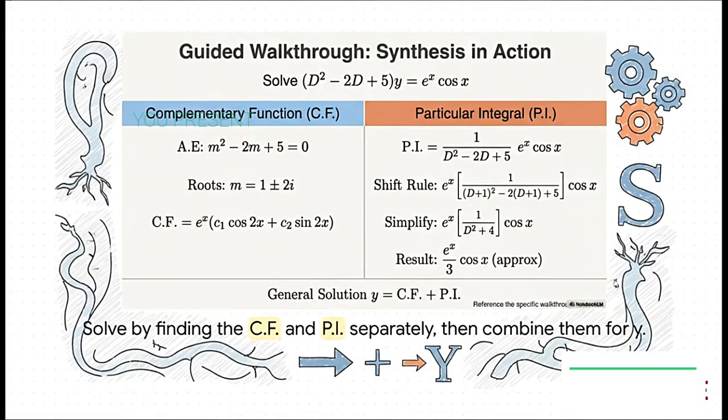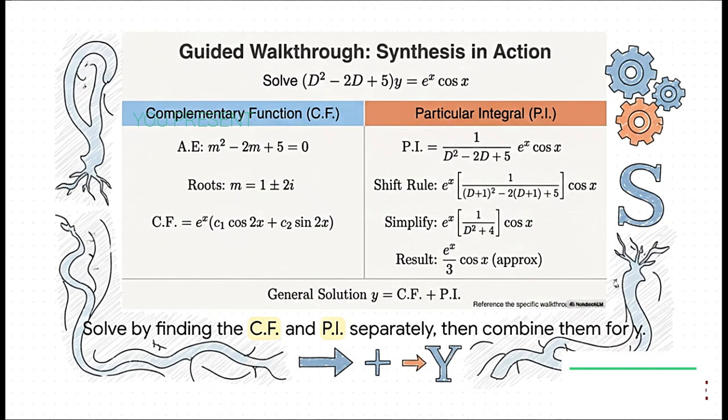Okay, let's walk through this. Look on the left, we find the complementary function. The auxiliary equation gives us complex roots, and according to our table, that leads directly to the CF with the e to the x and the trig terms. Easy enough. Now, on the right, we go after the particular integral.